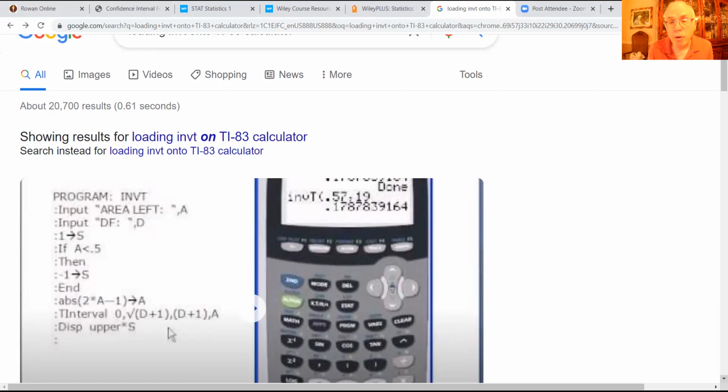All right, all of those who have 83 calculators. If you have an 84 calculator, you have inverse T as one of the distributions that are listed. This is just for the people with 83 calculators. All right, that is it.